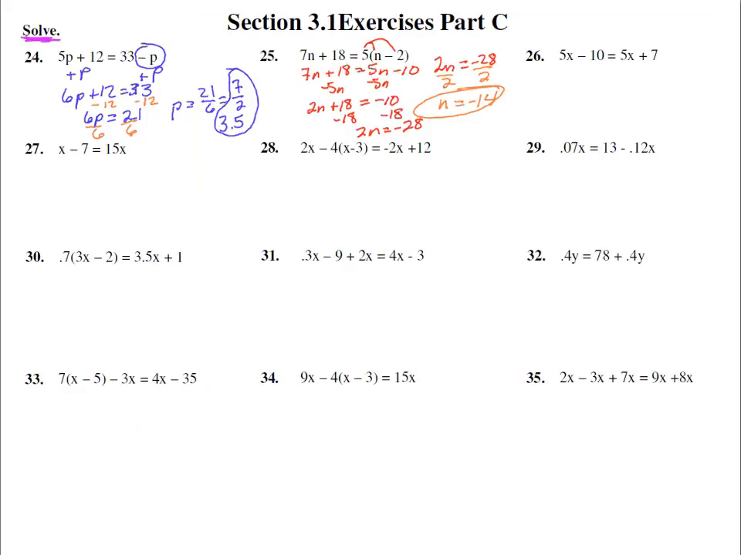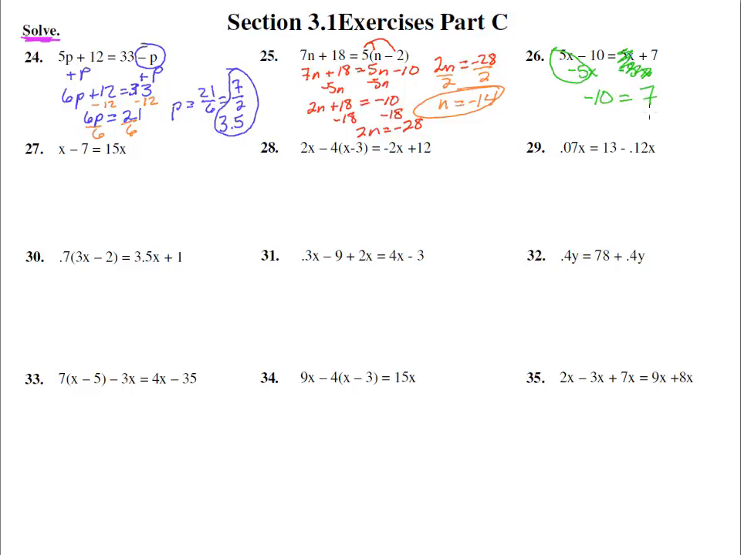Number 26. Here we have 5x minus 10 equals 5x plus 7. Oh, that's kind of weird that we have 5x on both sides. Let's get rid of this one right here by subtracting 5x from both sides. As we wished, that guy goes away, and we now have 5x minus 5x is 0. That one goes away as well, so we have negative 10 equals 7.